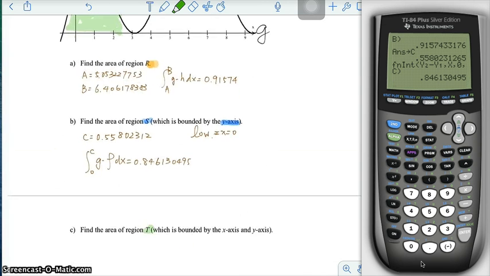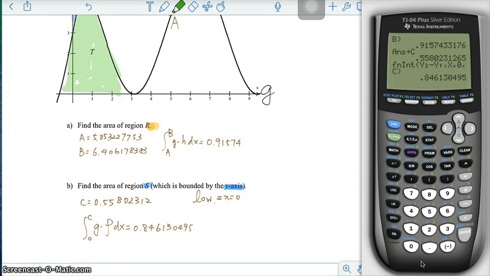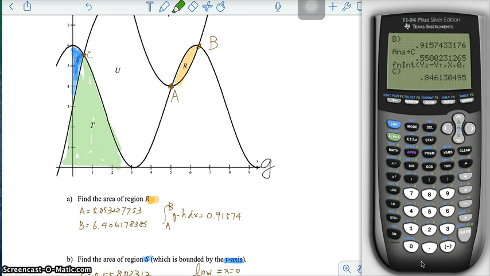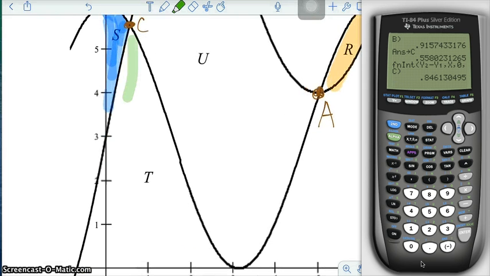Great. Region T right here. Okay, and then it says it's actually bound by the x and y axis. So it's actually not touching this part. Let me redraw this whole thing. Not touching that part, so that's good. That makes it easy for us.